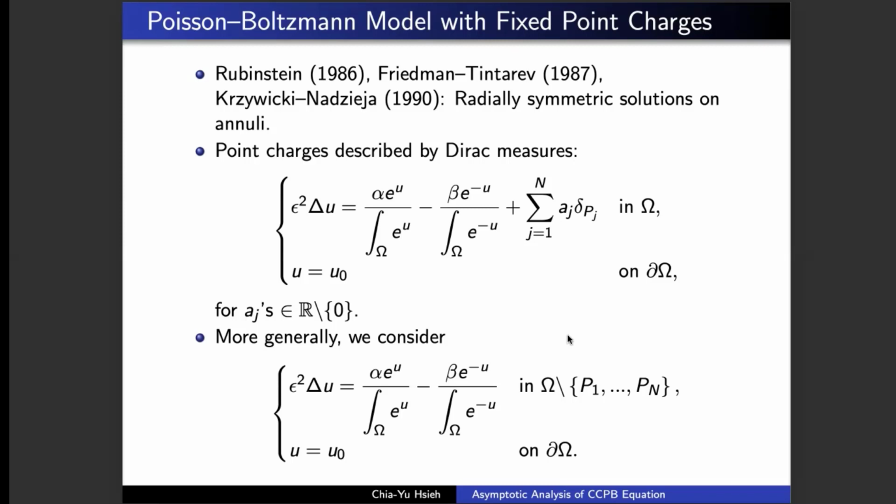But we want to consider a more general case, where maybe the singularity cannot just be described by a Dirac measure, it can be delta or delta squared or something else. So we just puncture the domain at some locations P1 to Pn to include all possibilities of the singularity. Of course, we want to figure out later what kind of singularity the solution of the Poisson-Boltzmann model can have.